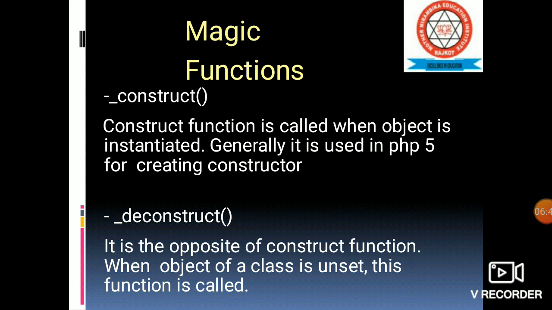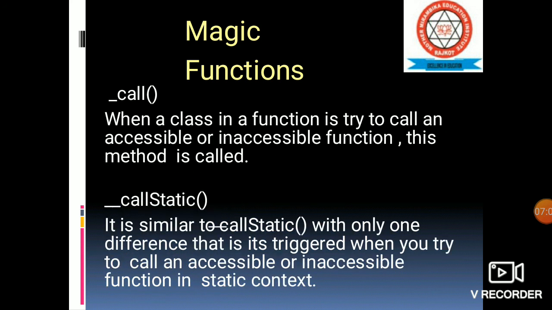Very first is construct. The construct function is called when an object is instantiated. Generally, it is used in PHP 5 for creating a constructor. And the destruct function is the opposite of the construct function. When an object of a class is unset, this function is called. Next is the call function. When a class tries to call an accessible or inaccessible function, this method is called.